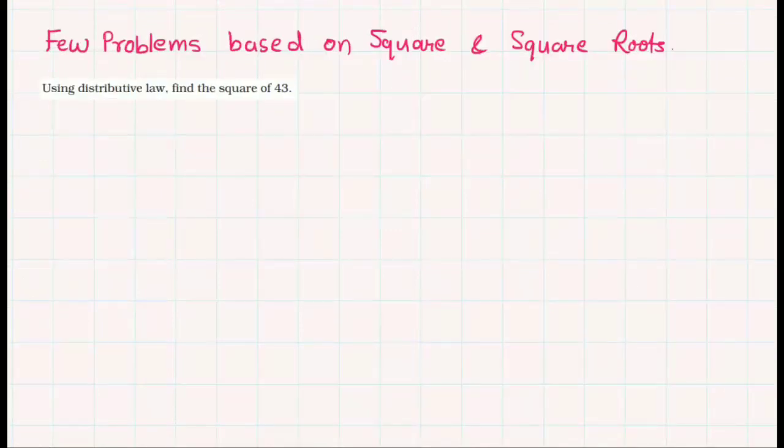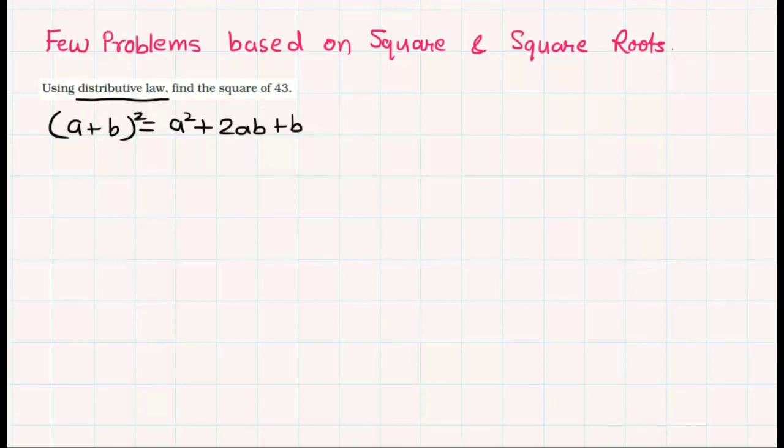Let's see the next problem. Using distributive law, find the square of 43. Now distributive law is (a + b) whole square equals a square plus 2ab plus b square. Why is it called distributive law? Because when we expand (a + b) whole square, this bracket gets distributed over this bracket.